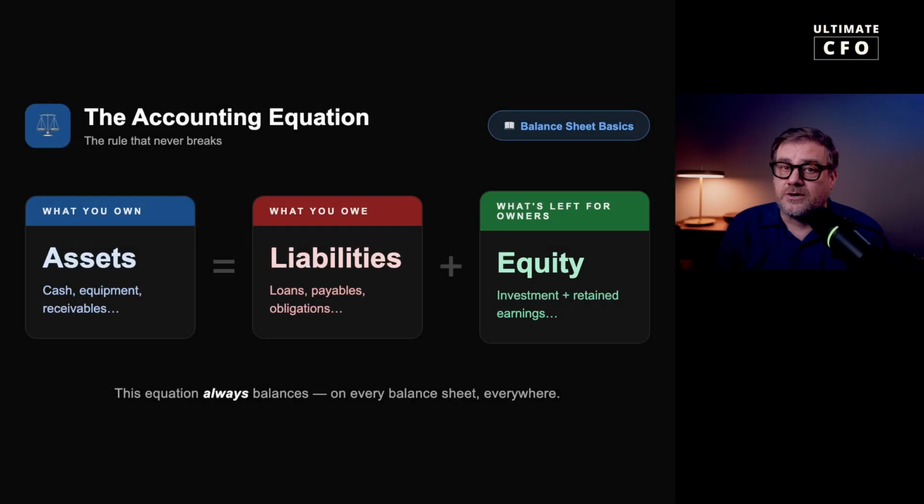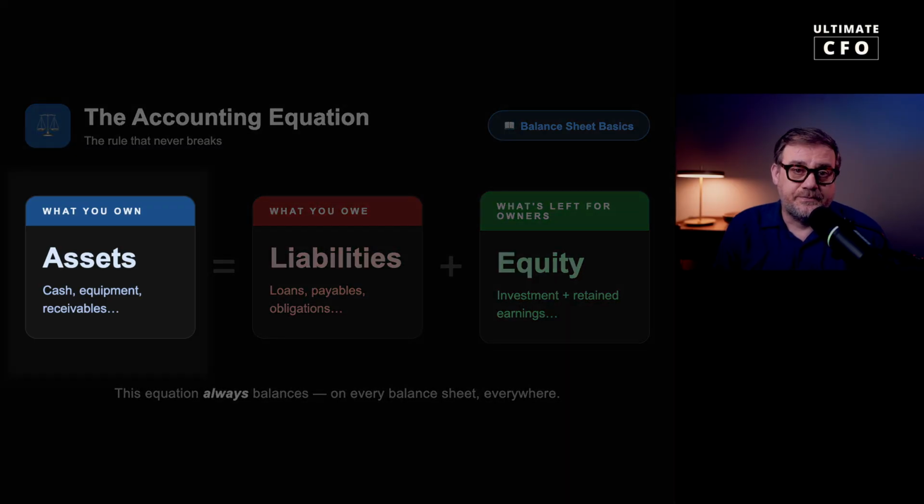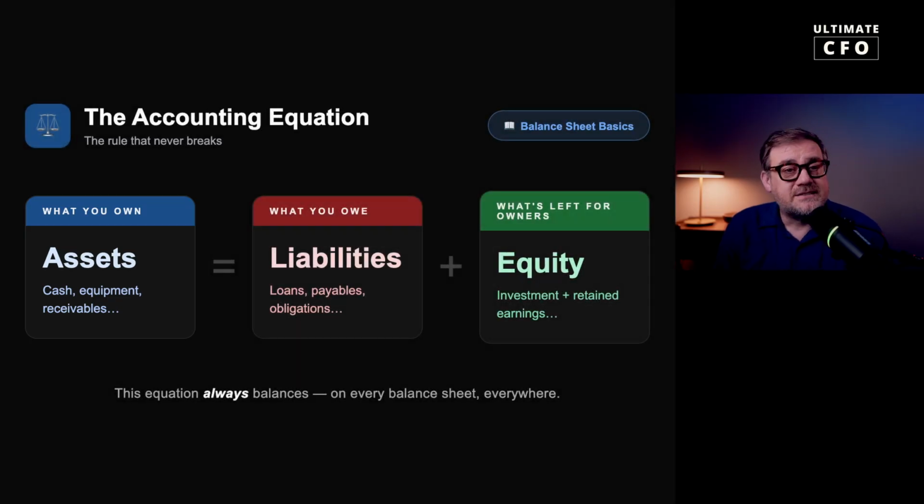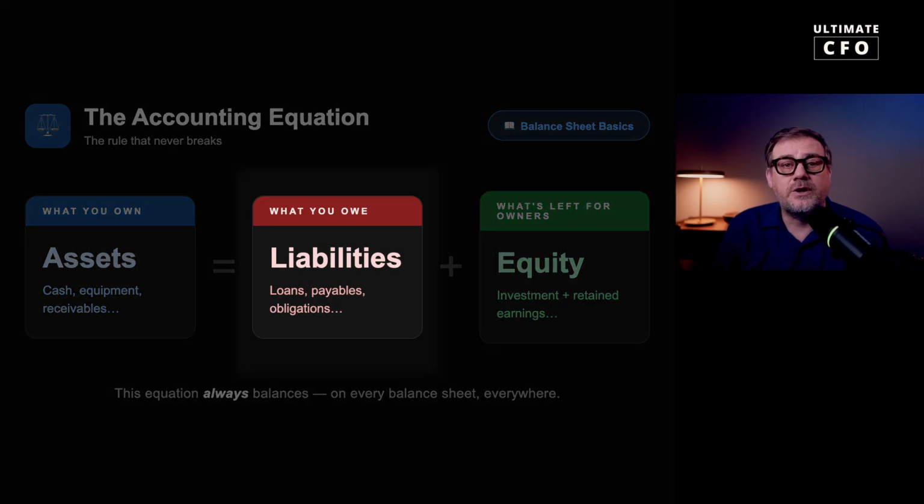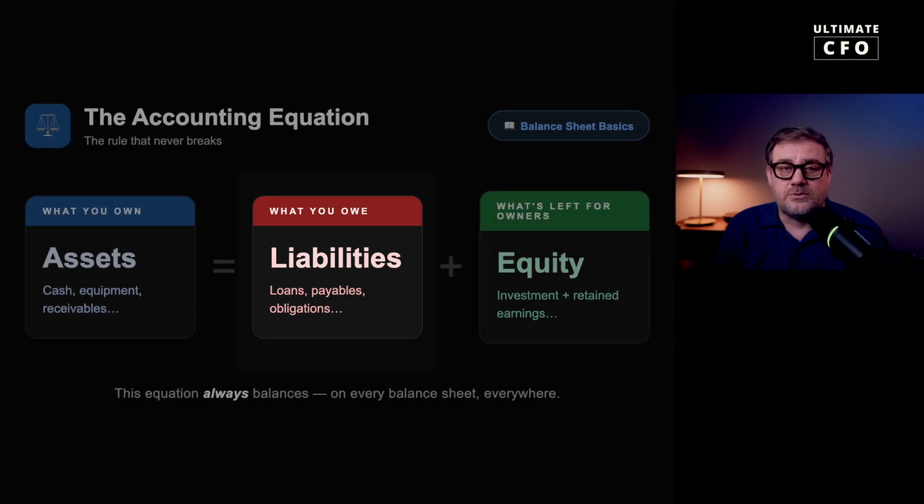The first of those categories is assets. This is basically everything the company owns or controls. So these are things like cash or computers or buildings. Anything that is owned by the company. The second category is called liabilities. Here we are recording everything the company owes to somebody else. So this could be a bank loan or unpaid supplier bills and so on.